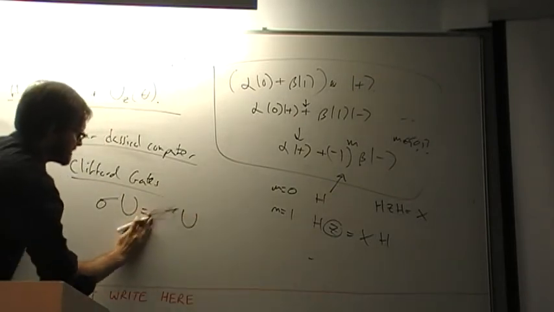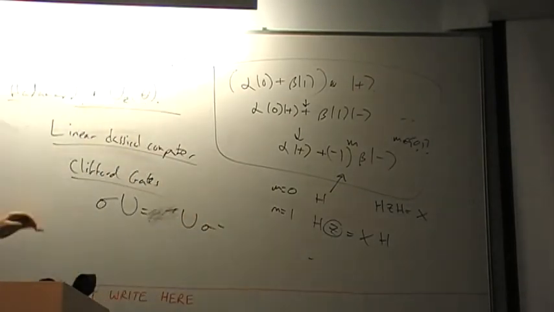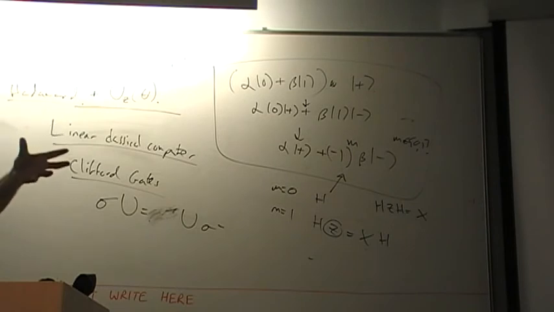Sorry, U sigma dash. Meaning that I want to bring all my Pauli corrections to the end, where I can correct them in post-processing of measurements. So I draw them through the circuit.